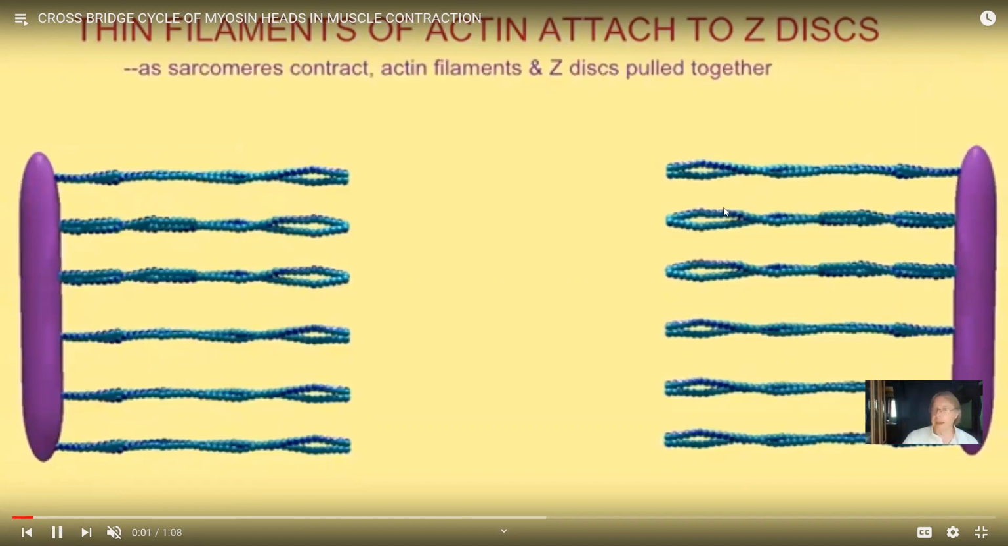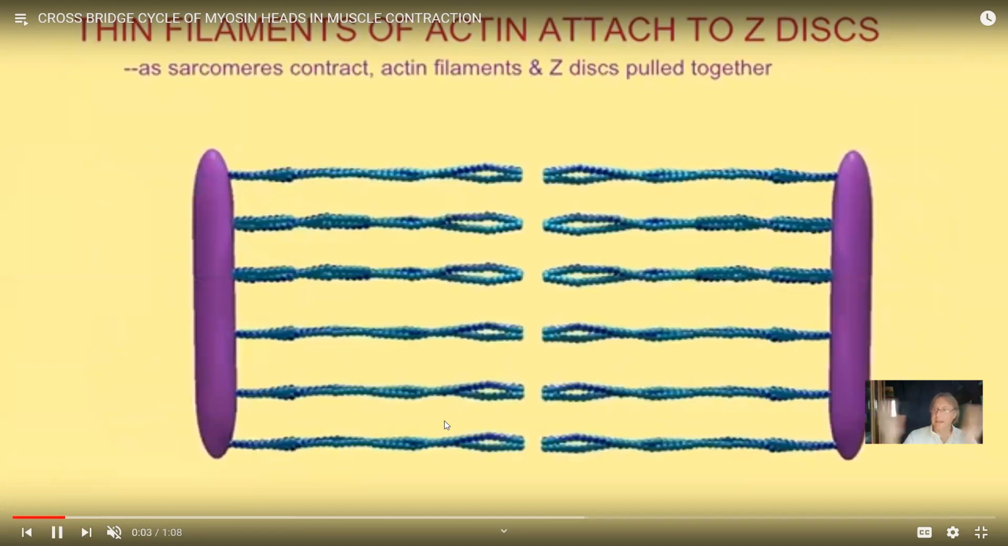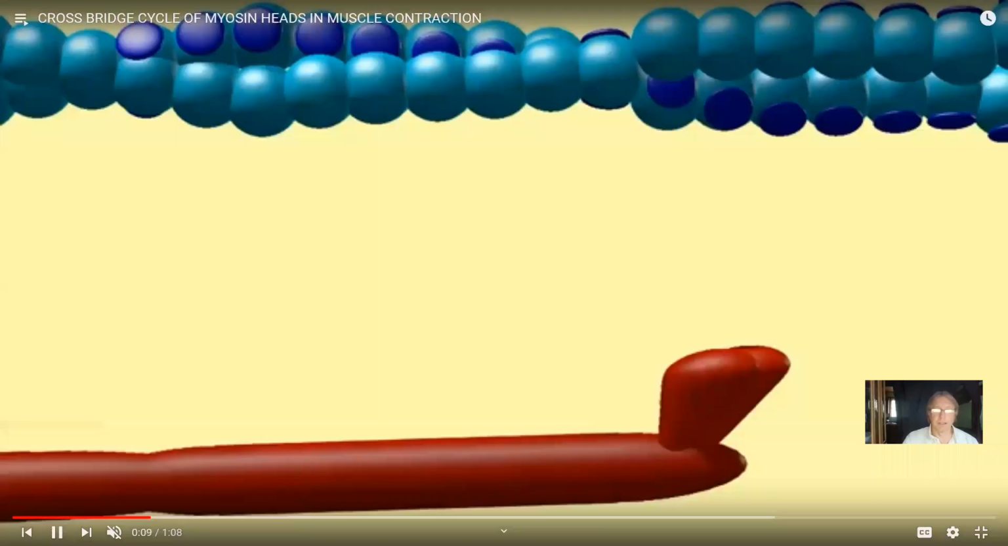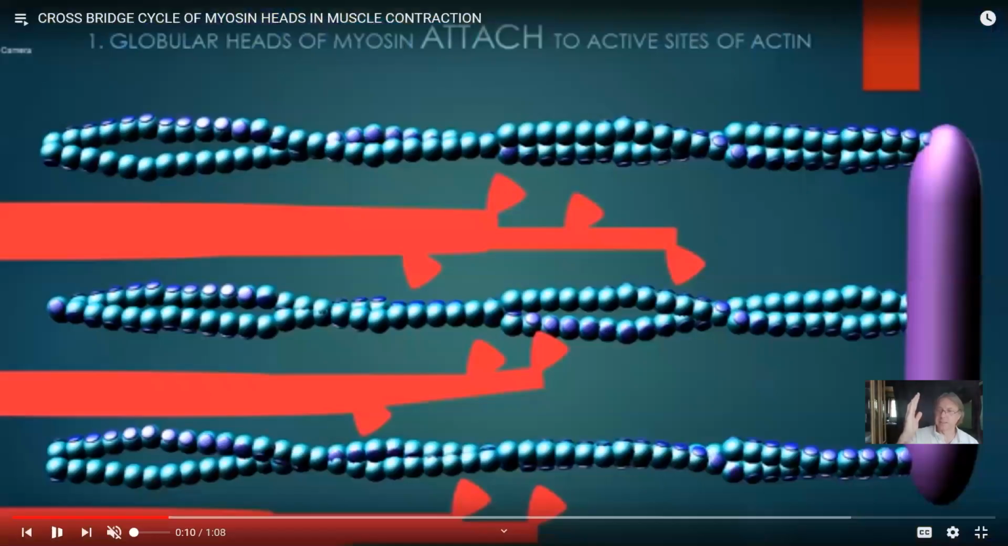If we can pull on the actin, this will then bring the Z discs closer together, because these actin filaments are going to get pulled towards the center of the sarcomere in one direction and the other actin filaments in the opposite direction. These globular heads of myosin, they follow a cycle known as the cross-bridge cycle.